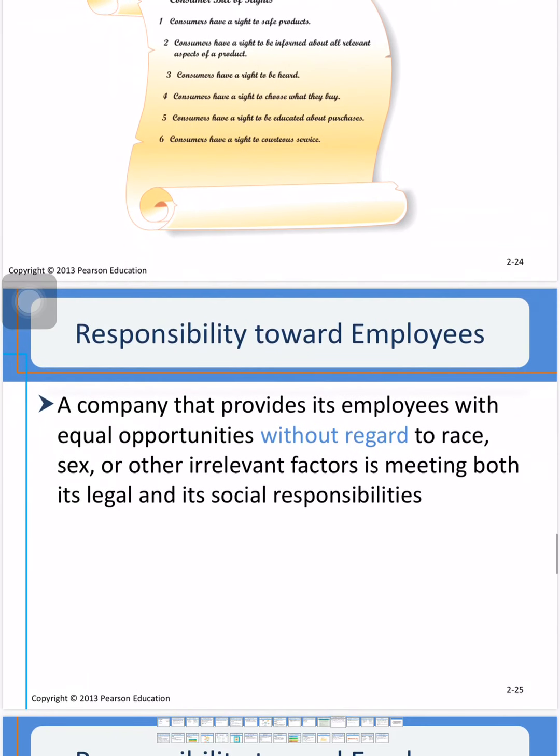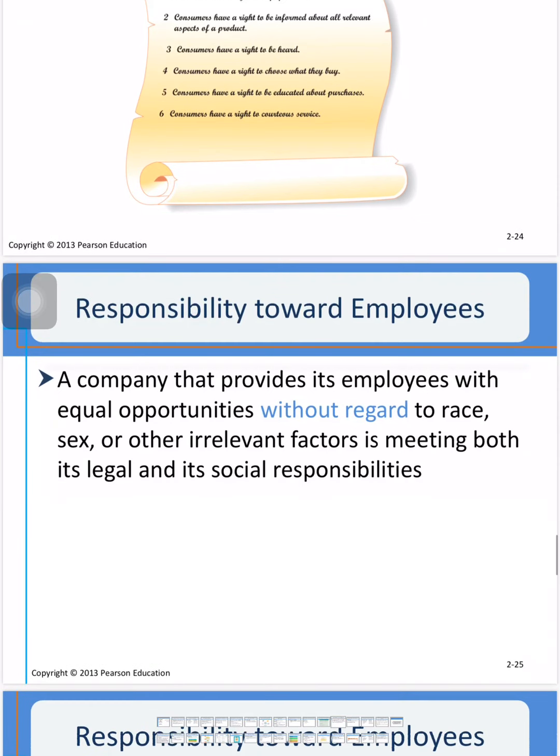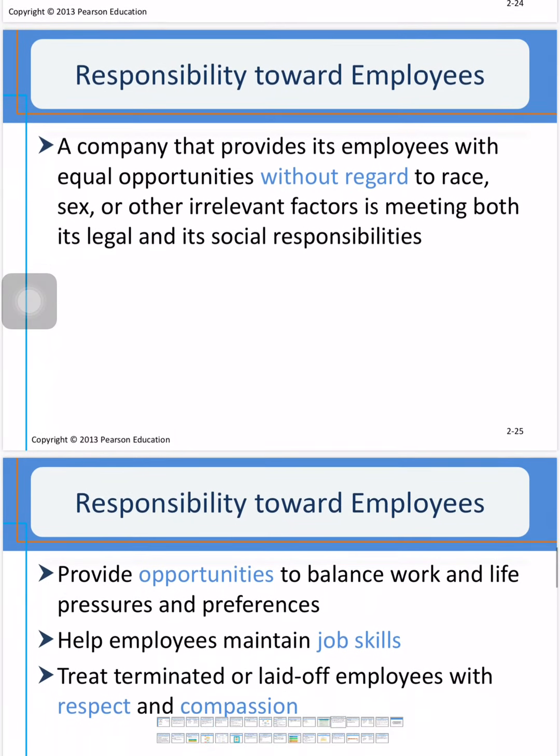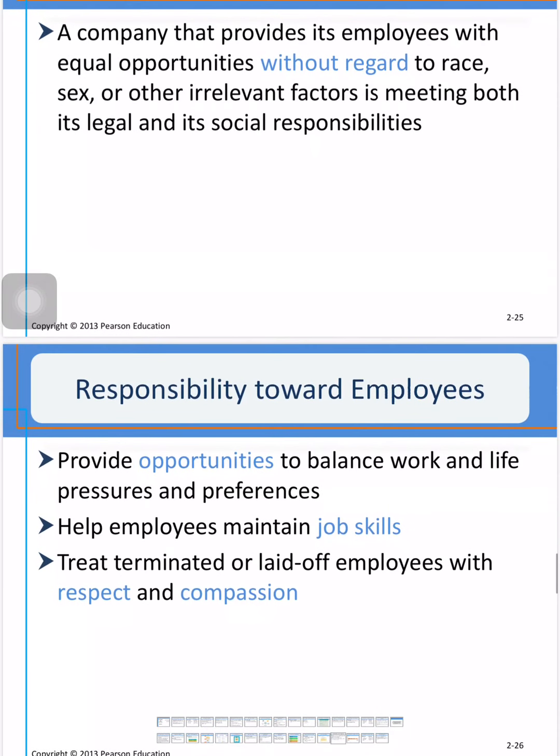Next is responsibility towards the employees. A company that provides its employees with equal opportunity without regard to race, sex, or other irrelevant factors is meeting both its legal and its social responsibilities. So, legal and social commitment, for example, recruiting, hiring, training, promoting, and compensating are the basis of the social responsibility towards employees.